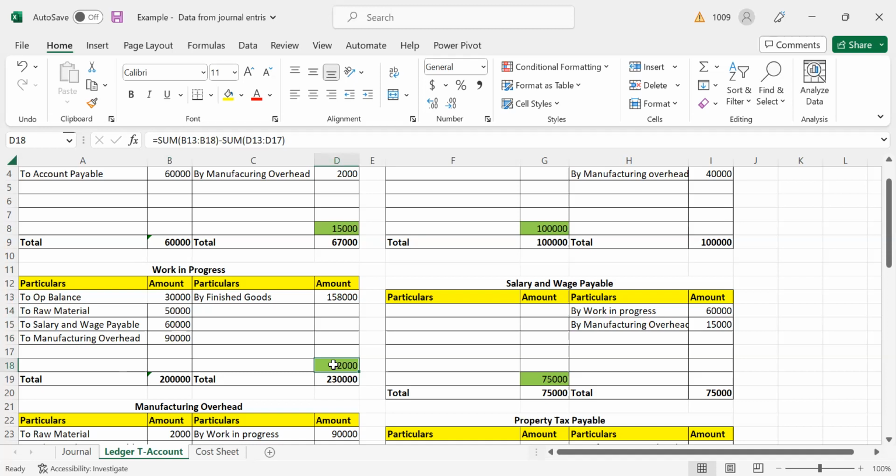It means we have some material in the work in progress, where the production is going on, right? I'm talking about the production factory. In the factory there was some opening balance, like we spent some money for the opening balance. Raw material that we got from the warehouse 50,000, right? Then salary and wages that we paid to the employees 60,000. 90,000 was the manufacturing overhead that we have here, right? Total of this much. Now finished goods that we know 158,000.